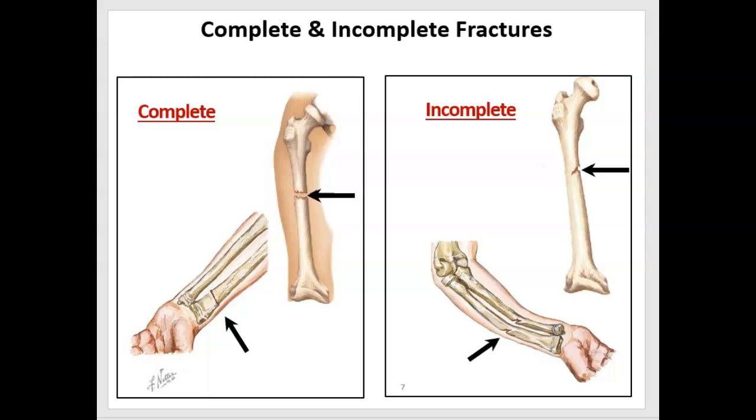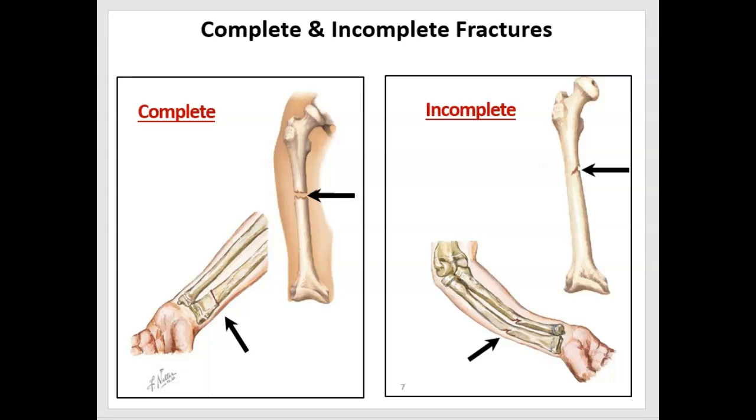Which brings up the concept of, is the fracture complete or incomplete? That's another way to categorize fractures. If the bone is completely broken, we say complete. And there's some pictures on the left, one of the ulna and one of the femur. Those are both complete fractures. Now on the, I guess it's the radius. Sorry, it's the radius, not the ulna.